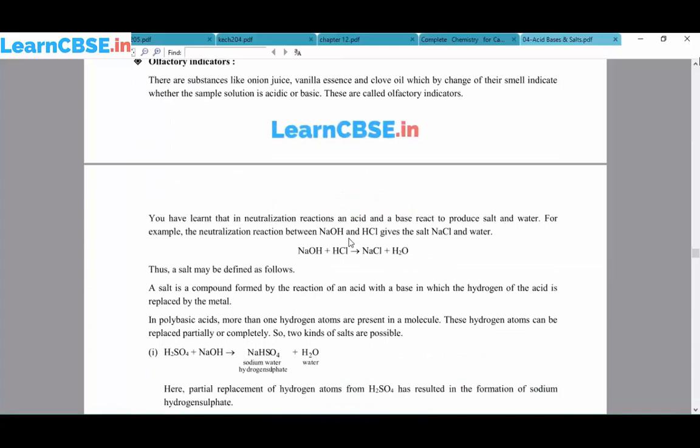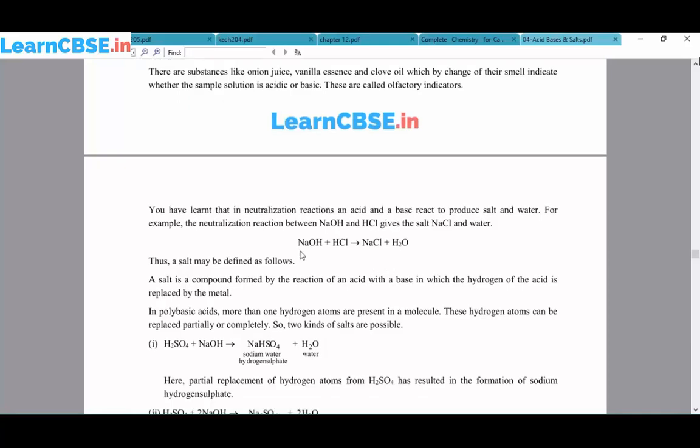Okay. The next topic is the neutralization reaction. The neutralization reaction is the reaction between an acid and a base which produces salt and water. So NaOH plus HCl gives NaCl plus water. NaOH is a base, HCl is an acid, which produces NaCl, the salt, plus water.